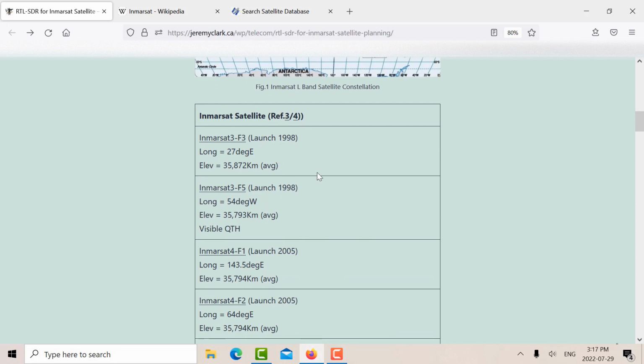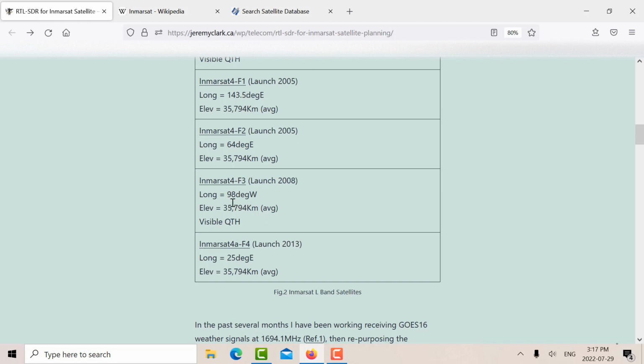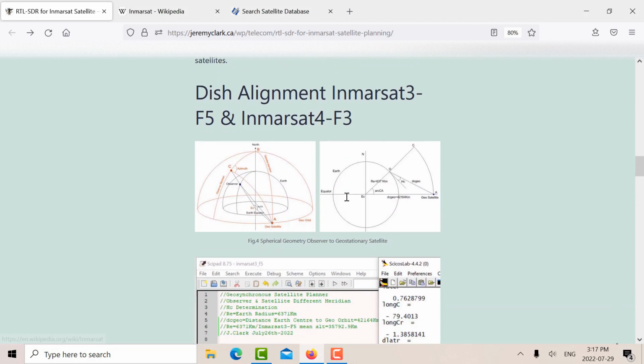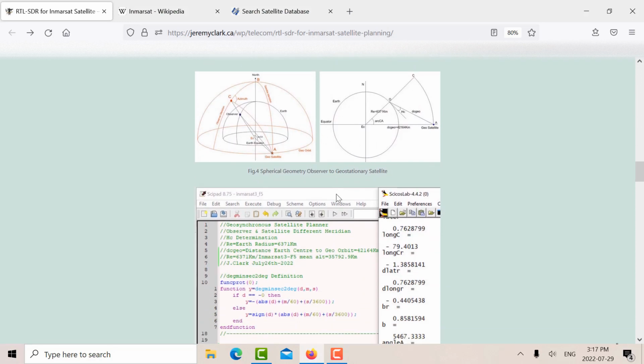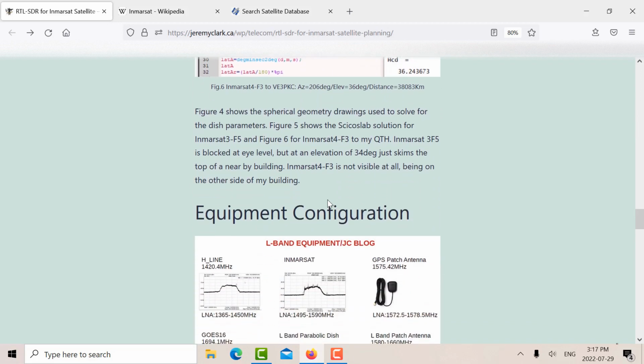So this one here I can see from my location. It's at 54 degrees west. And the other one I can see from my vacation location is this one at 98 degrees west. And here are the two drawings I used to solve for the parameters. And I used PsychoSlab. So those are solutions for those two satellites.